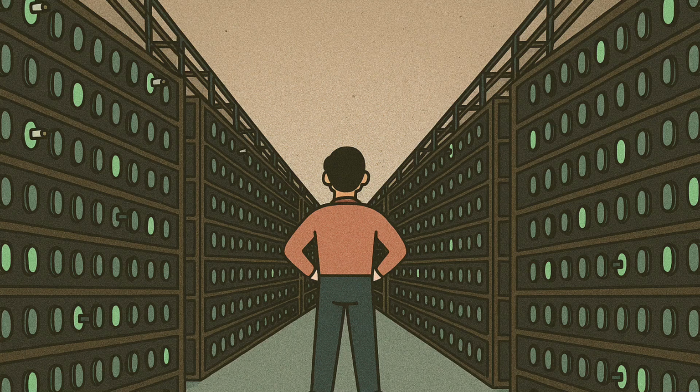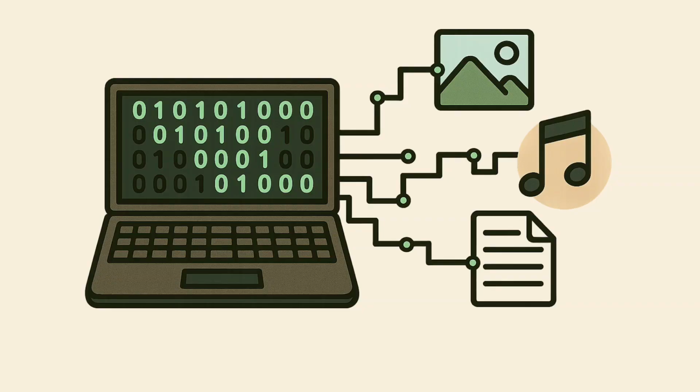Imagine stepping into a giant warehouse. Inside, there are billions of tiny switches. Each switch can be on or off. That's it. Just two states. Yet from those simple switches, computers build memory. Every photo, every song, every document, all stored as patterns of ons and offs. This is the secret language of computers.